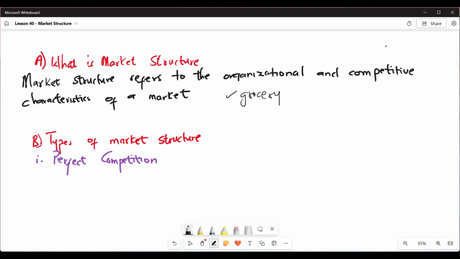But if you own one of six grocery stores within that 20 miles, then your market power may be lower, because if you raise your price, people can easily go to your competitors and buy from them. So the more firms that exist in a particular area, the more it affects the market power that each firm will have. Now let's move into the types of market structure that exist.